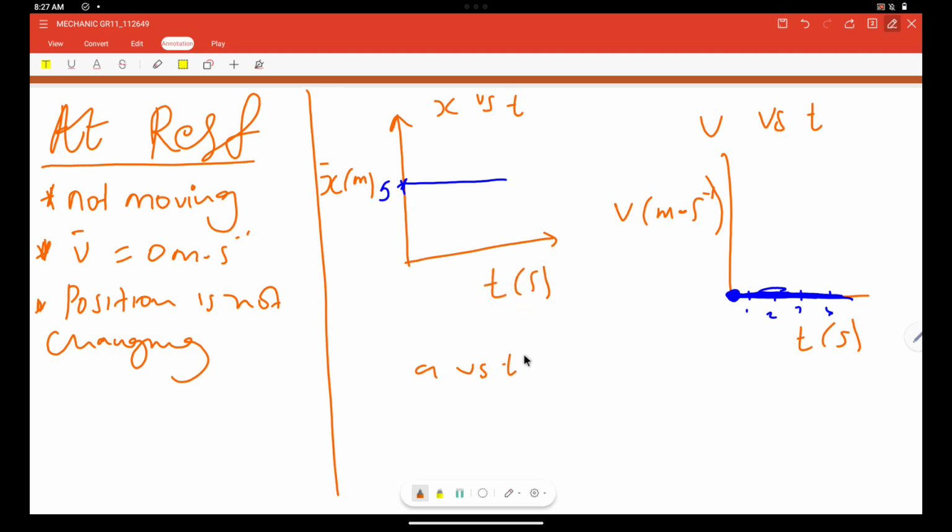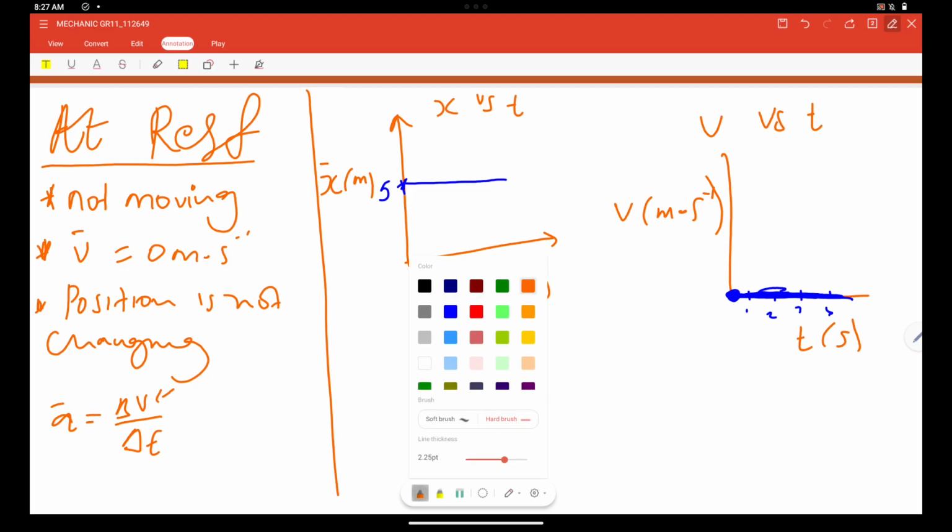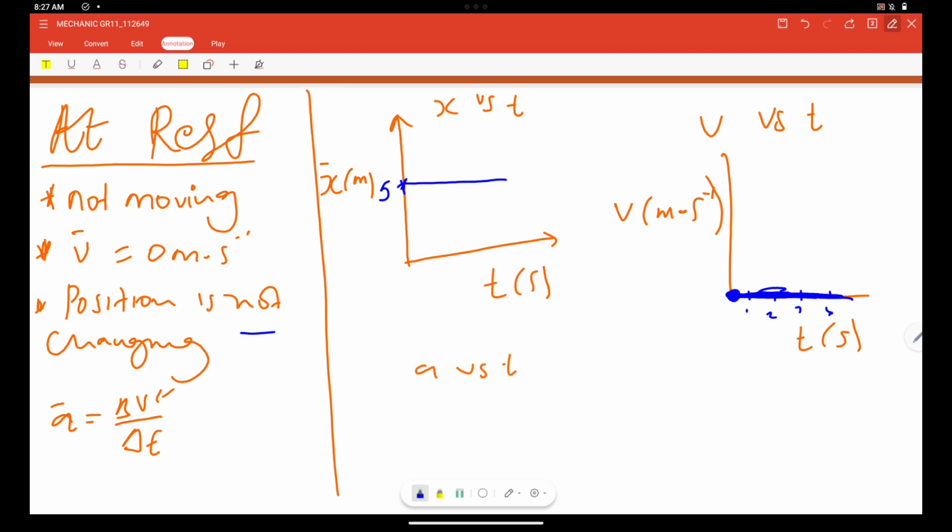An acceleration versus time graph. So remember what acceleration is. By definition, acceleration is the rate of change in velocity. If I put that in mathematical form, it looks something like this. The rate of change in velocity. Because the velocity is 0 throughout. Remember to calculate change in velocity, or in general, to calculate the change in any physical quantity.